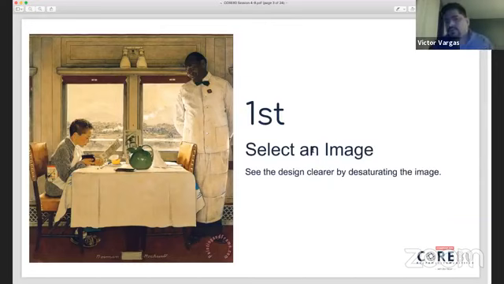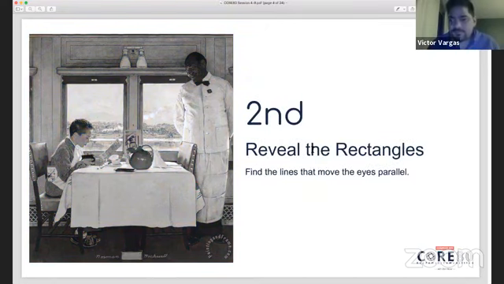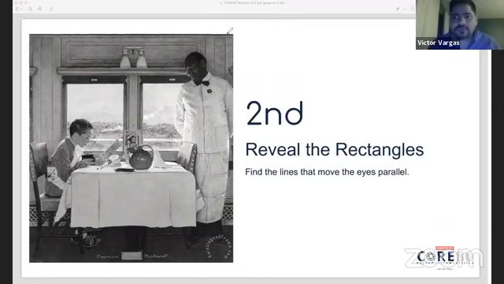So we're going to look at this piece by the great Norman Rockwell, okay? This is cool. And we're going to look at repetition in here, okay? So first thing we want to do is gray it out. Now, one trick to finding the repetition, if you need help with it, is to first look for the big rectangles. And let me show you what I mean by that.